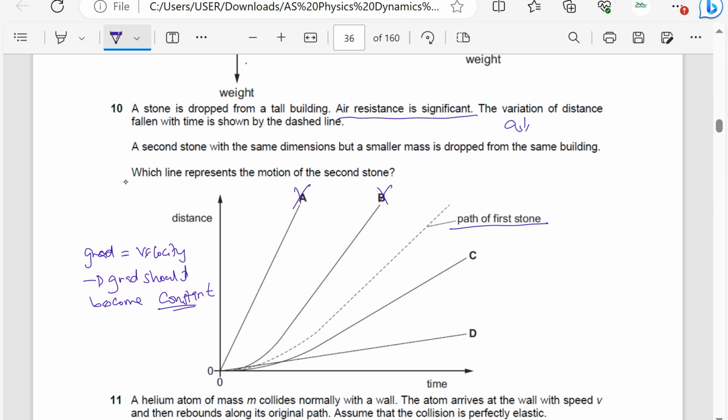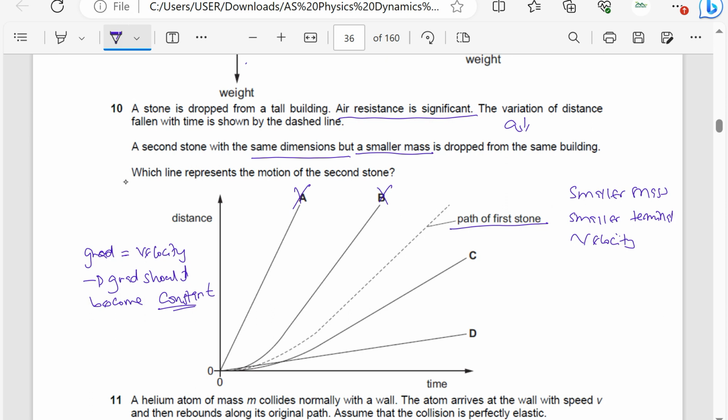Because a second stone with the same dimensions but a smaller mass is dropped from the same building. Okay, smaller mass, since they have the same dimensions, smaller mass means smaller terminal velocity. So it means the gradient should be constant with time, but the gradient should be less than the first stone's. So the answer should be between C and D.